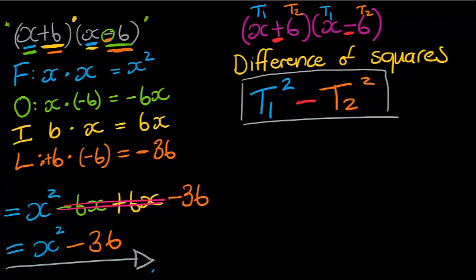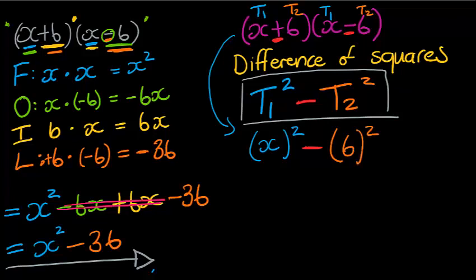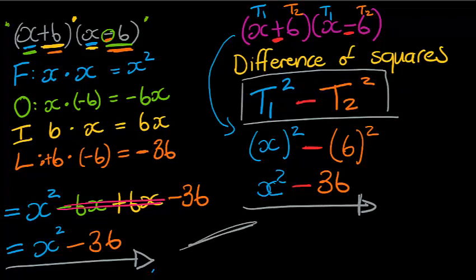Term 1 in this equation here is going to be x squared. The minus I bring from the formula. And then term 2 is going to be 6 squared. X squared is x squared. My minus stays there. And 6 squared is 36. And that gives me my final answer. Notice how these two answers are exactly the same.